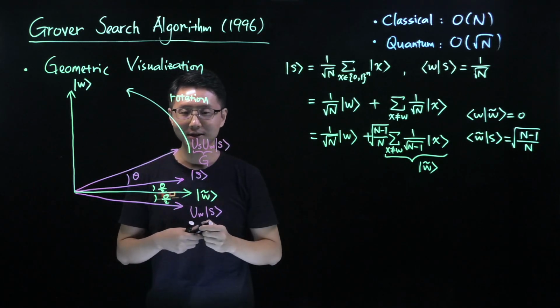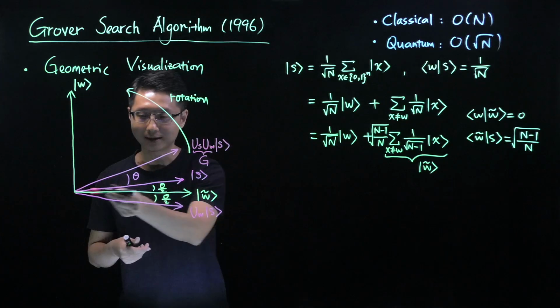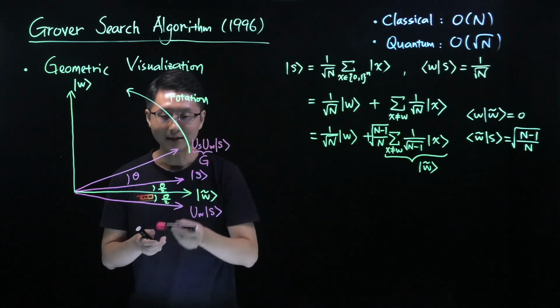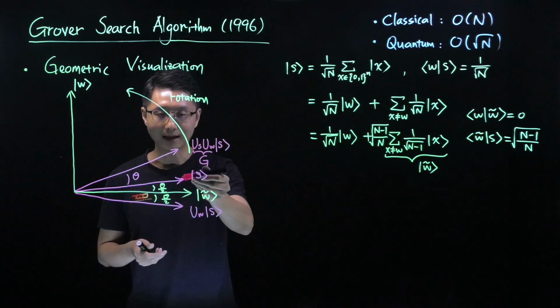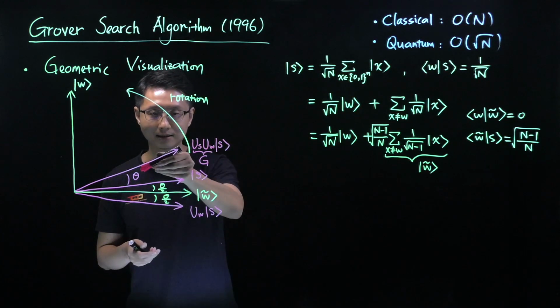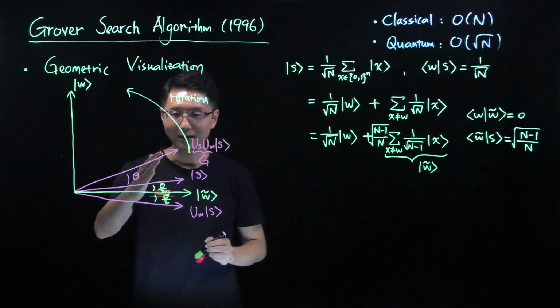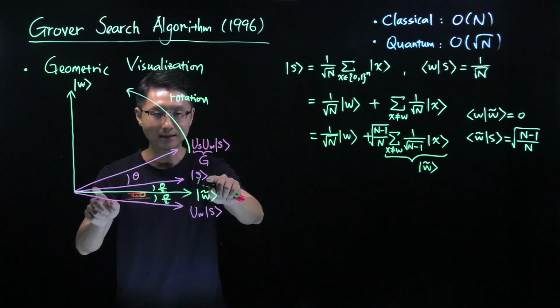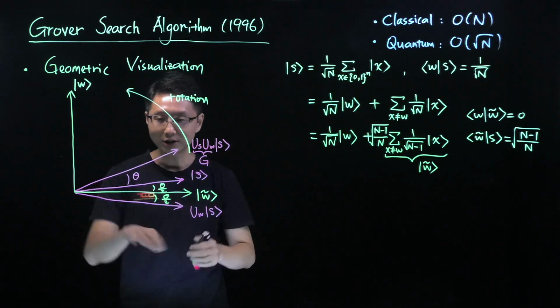So one iteration consists of two consecutive reflections. The first reflection about the axis defined by W tilde, and the second reflection is about the axis defined by S. So first and the second. So this is one iteration. So as you can see here, after one iteration, the state S becomes G S, which is closer to the W. And we can continue to do that.